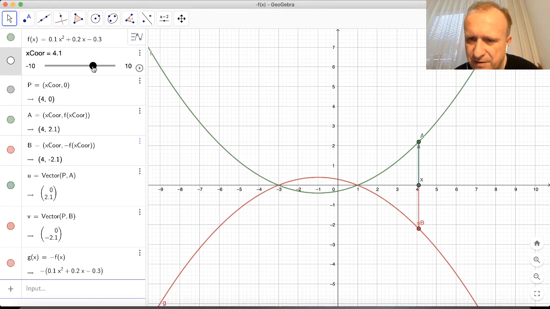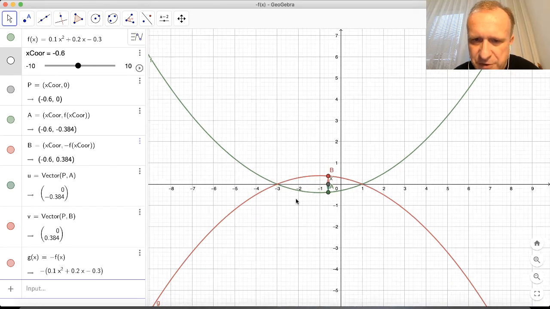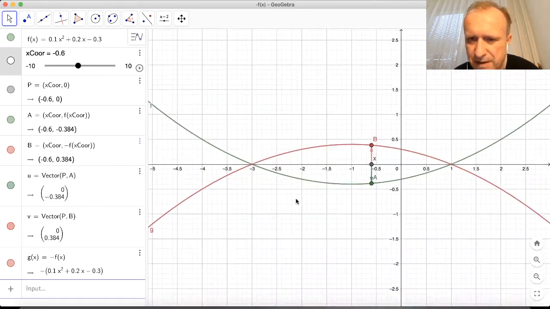This time here the y coordinate of A is positive, the y coordinate of B is negative, but if we move somewhere here and perhaps make it a little bit larger so that we can see the detail, in this region the y coordinate of the point A is negative, and thus the point A is below the x-axis, and the y coordinate of the point B is positive, and thus point B is above the axis.